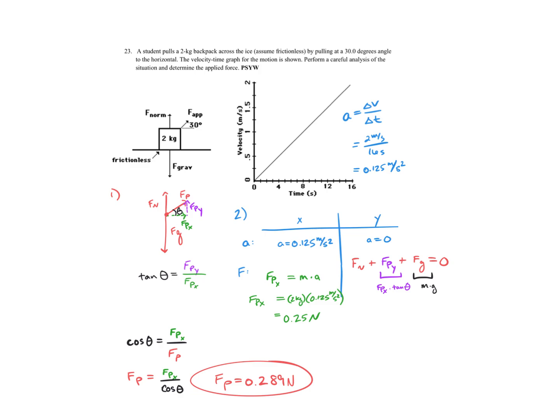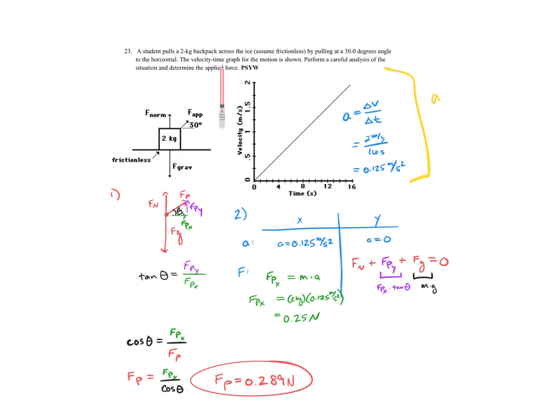Question 23 asks you to use a graph here to determine the acceleration. And the question I would ask if you were in class is, which part of a velocity versus time graph tells you something about the acceleration? Hopefully you remember that the acceleration is the slope of a velocity versus time graph. And this slope goes up 2 meters per second in 16 seconds. So that's a slope of 0.125 meters per second squared.